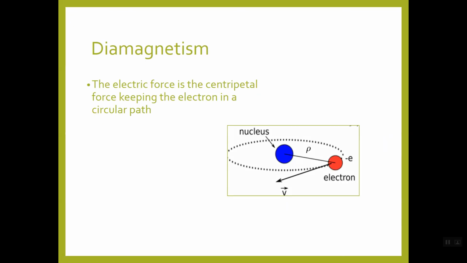The electric force is the centripetal force keeping the electron in the circular path. So we say that the electric force is equal to the centripetal force. Centripetal force we know is equal to mv squared over rho, the radius of the orbit.